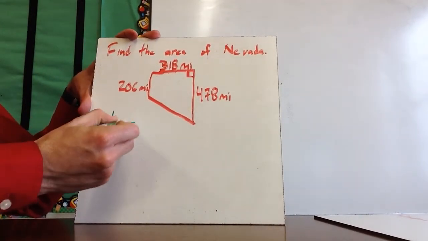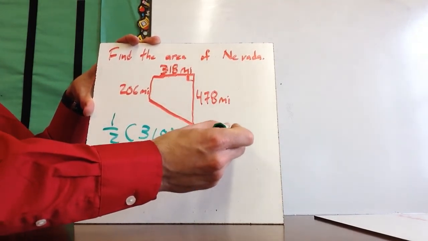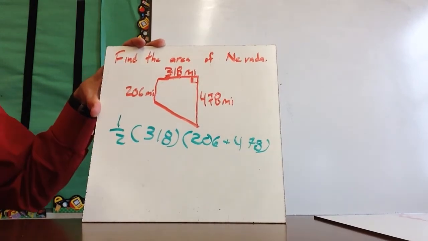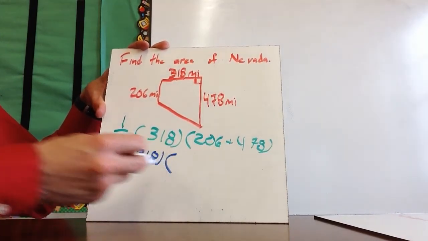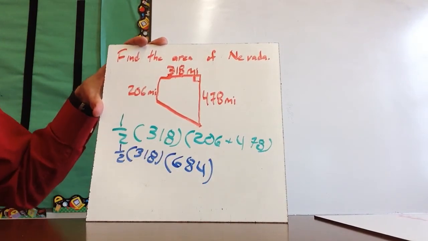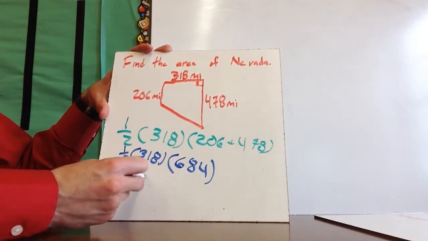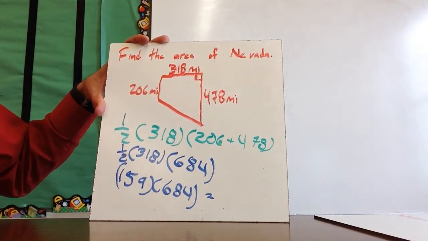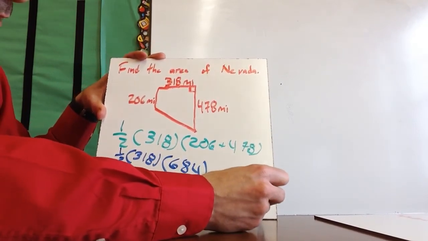So I'm going to go 1/2 times 318, because it's 1/2 height, times base 1, 206, plus 478. I'm going to do this in smaller steps just so we make sure that we're all on the same page as to how we're getting each of these numbers. So I'm going to go 1/2, leave the 318 for now, and then 206 plus 478. 206 plus 478 is 684. Now I'm going to take half of 318. So 318 times 1/2 is 159 times 684. And so 159 times 684 gives me a total of 108,756. And this should be square miles.